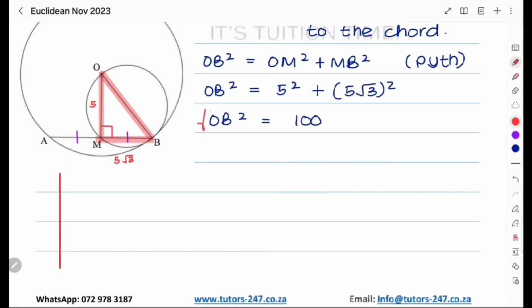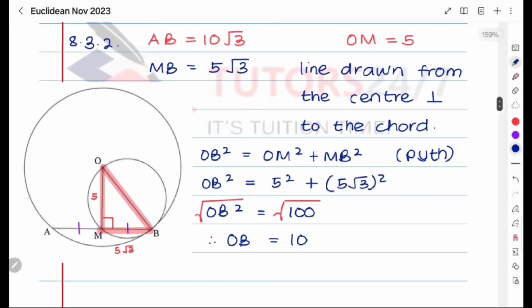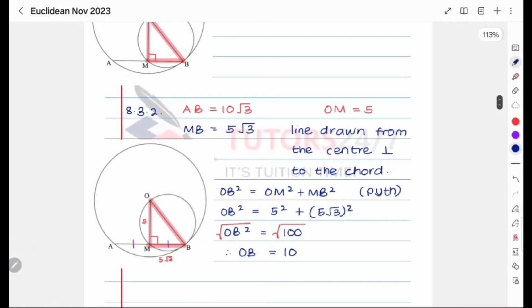From here, we can square root both sides, and we therefore have OB as equal to 10, and that is it. All we needed to do was use Pythagoras to find OB. Take note that Pythagoras can only be used in a right-angled triangle.